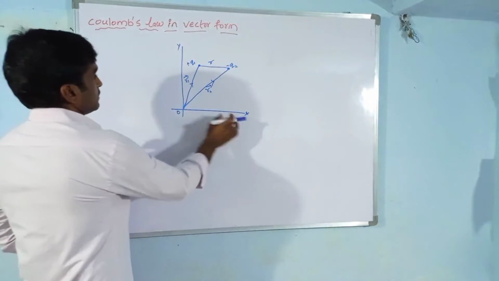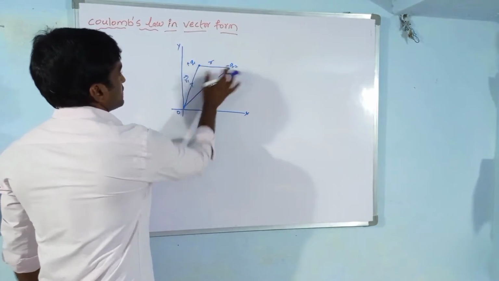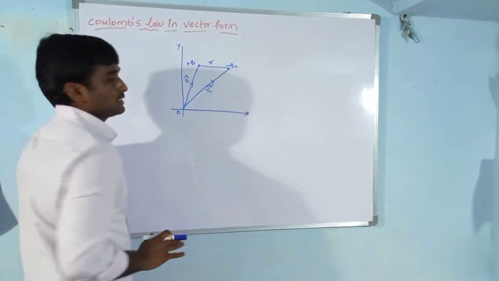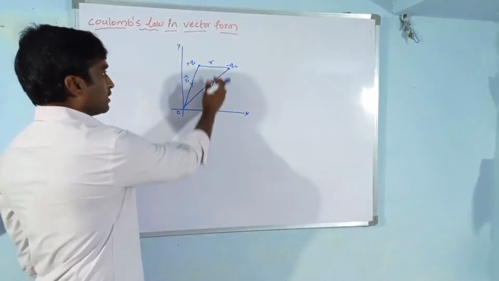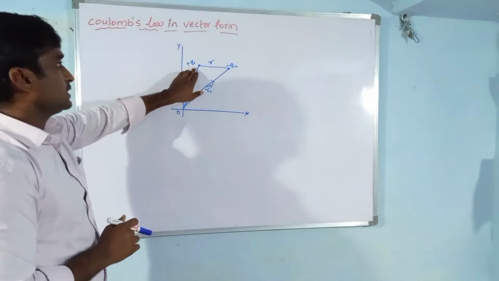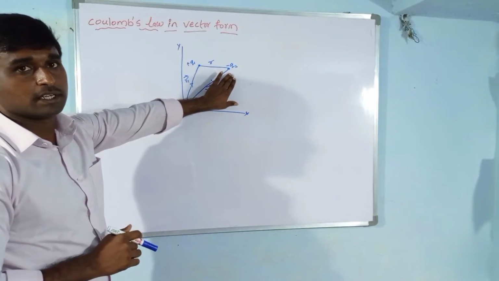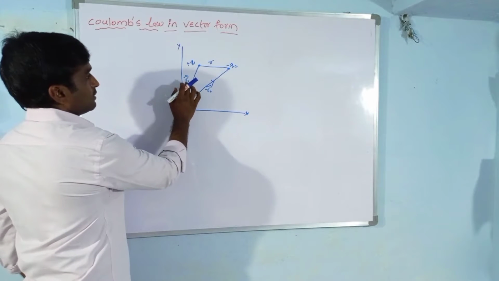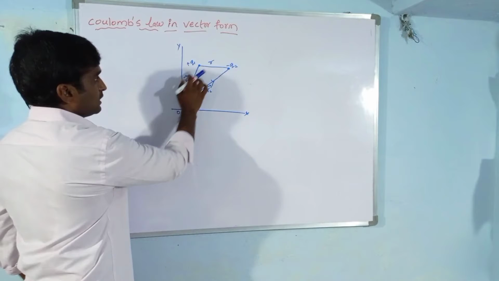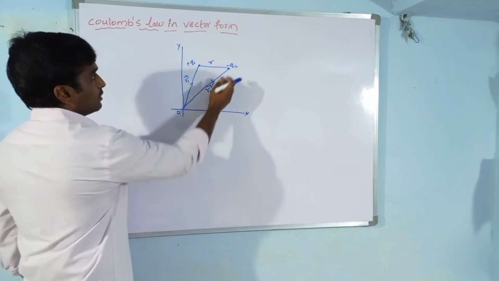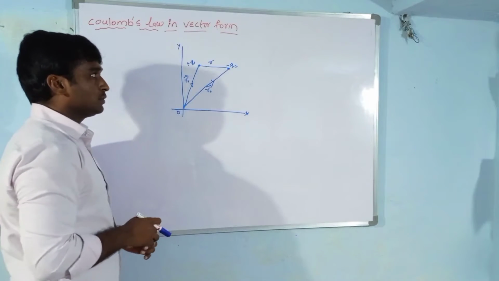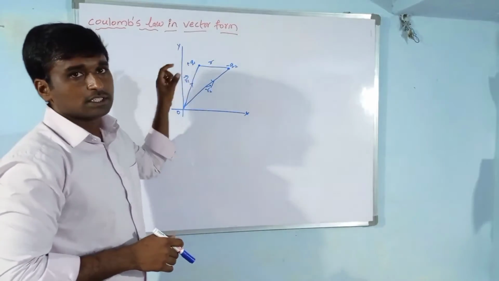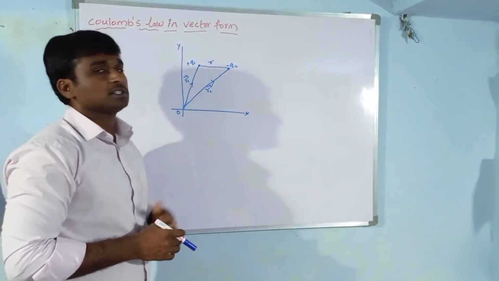See here, this is the xy plane. In this xy plane I have taken two charges. This is q1, this is q2. These two charges are separated by distance r. The positions of these two charges are represented by position vectors. The position of the charge q1 is represented by position vector r1, and the position of q2 is represented by position vector r2.